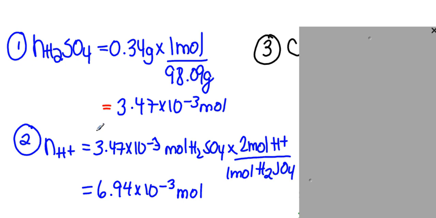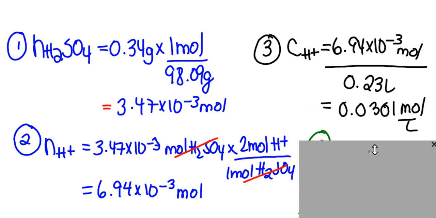Then step 2, I need to do my mole ratio. It's a 2-to-1 ratio. So I have 2 moles of hydrogen ions for every 1 mole of acid. My moles of acid cancel, and I'm left with moles of hydrogen ions. So twice as many. And when you look at that ratio, you know we have to double it. Now I'm going to take this number of moles of hydrogen ions and plug it into my concentration formula. C is equal to N over V.